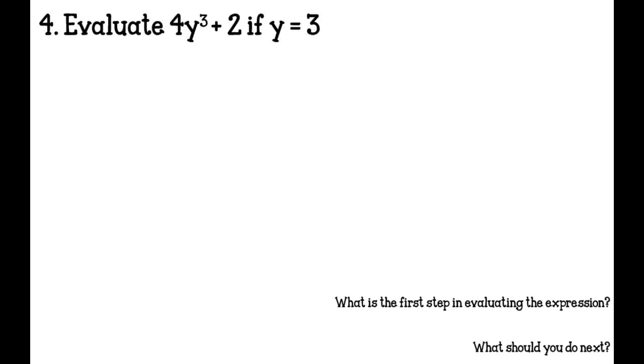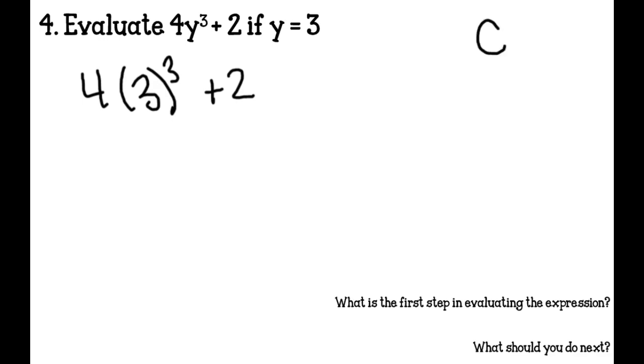Number 4, I have to evaluate 4y cubed plus 2 if y equals 3. So I have 4y, and instead of y, I put in 3 cubed plus 2. Now, that cubed is only going to the y. It is not going to the 4. That is a critical thing that a lot of people will make a mistake on. Okay, so I write out my GMDOS to make sure I get all the order of operations, or I can do my wrap.